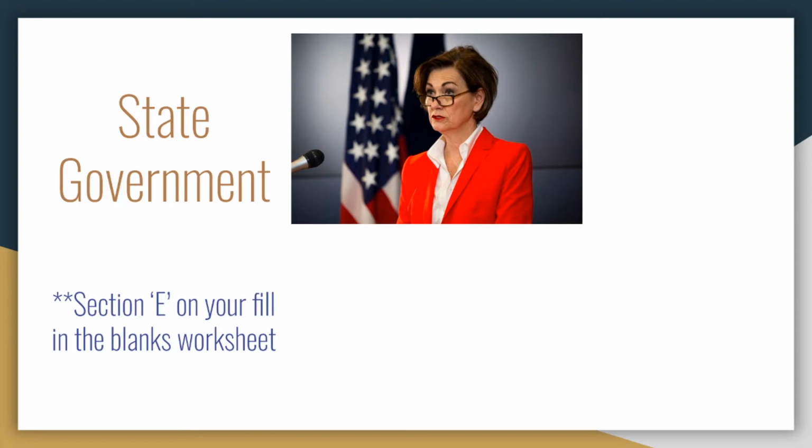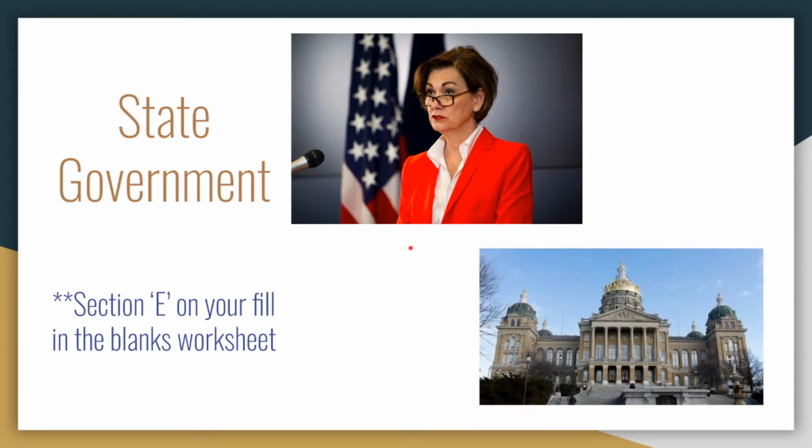The governor of any state works in the state's capital. The state capital of Iowa is Des Moines. And this right here, this is a picture of the state capitol building. This is where the governor works. This is where the state legislator meets as well. Okay.